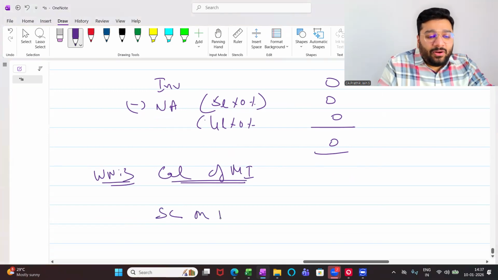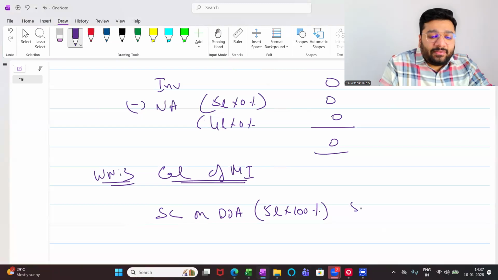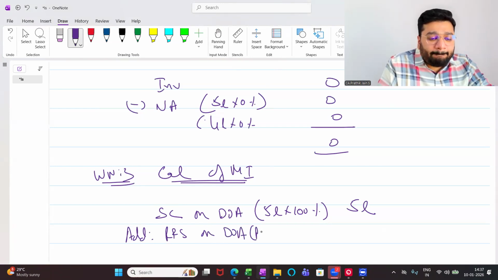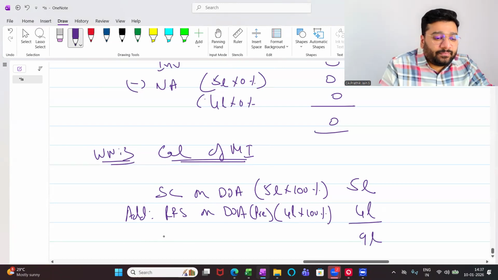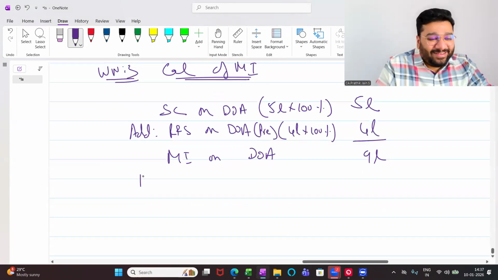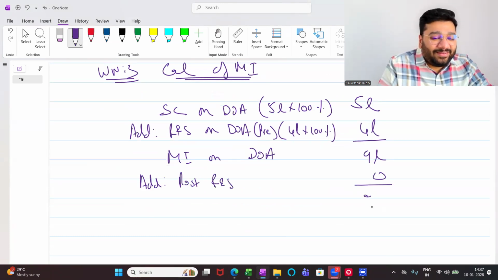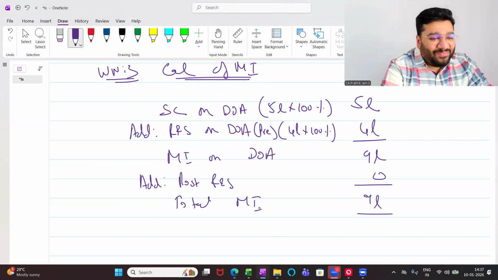Share capital on date of acquisition, how much? 5 lakh into 100%, 5 lakh. Add reserve and surplus on date of acquisition, which is pre. 4 lakh into 100%, how much? 4 lakh. 9 lakh is called minority interest.